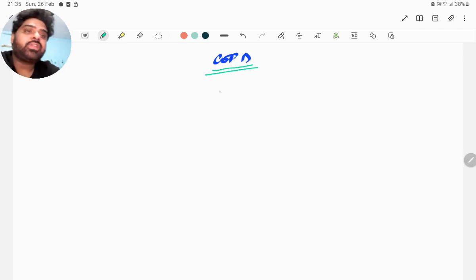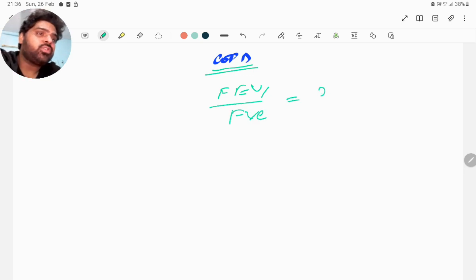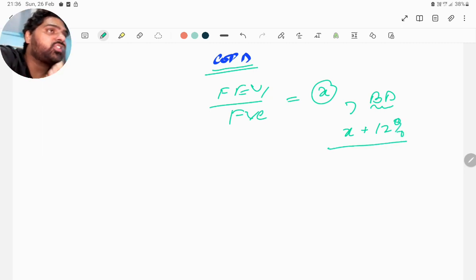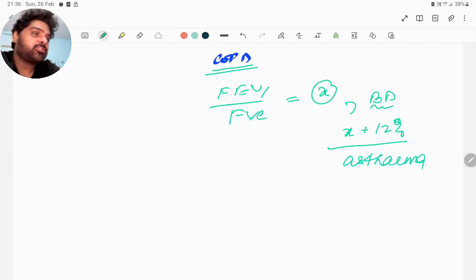Now when we calculate FEV1 upon FVC, if this value comes to be X, and after giving the bronchodilator this value increases by 12%, that means positive reversibility is present. That means it is one of the diagnostic criteria of asthma.